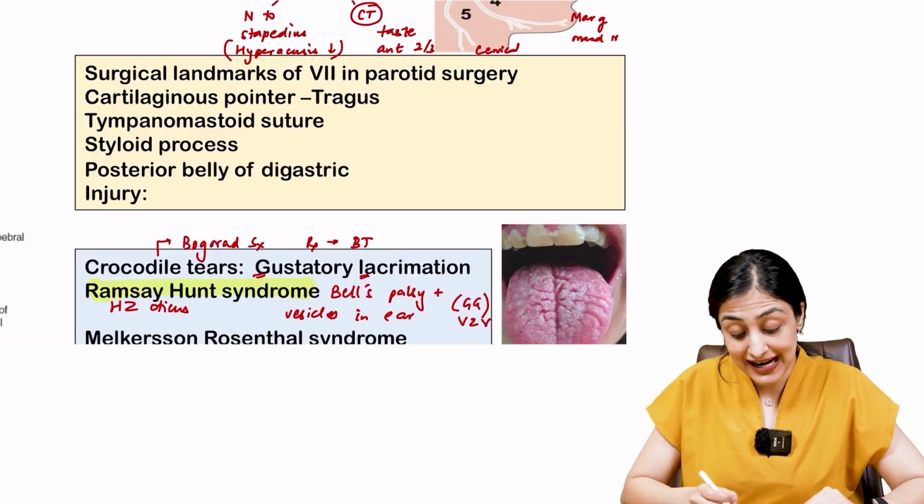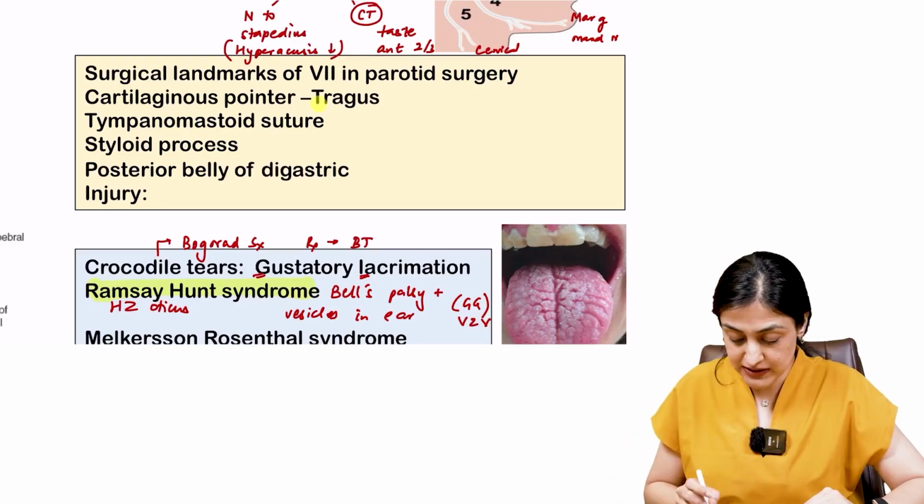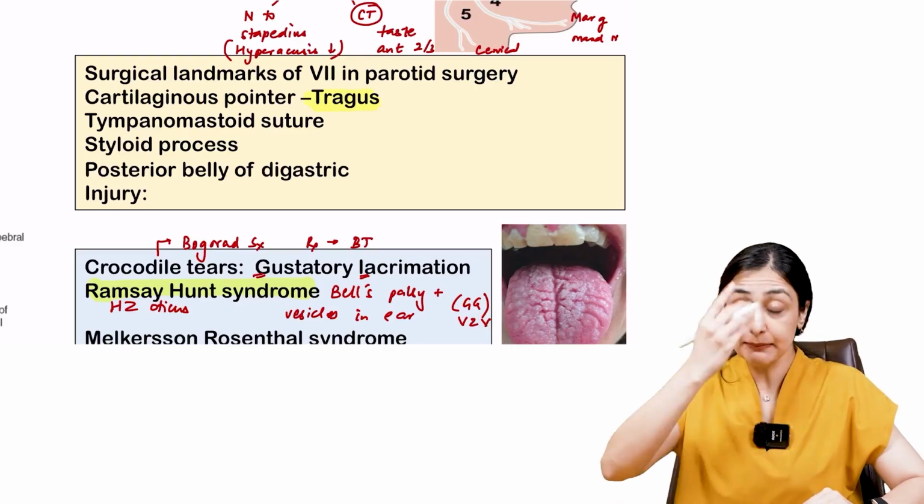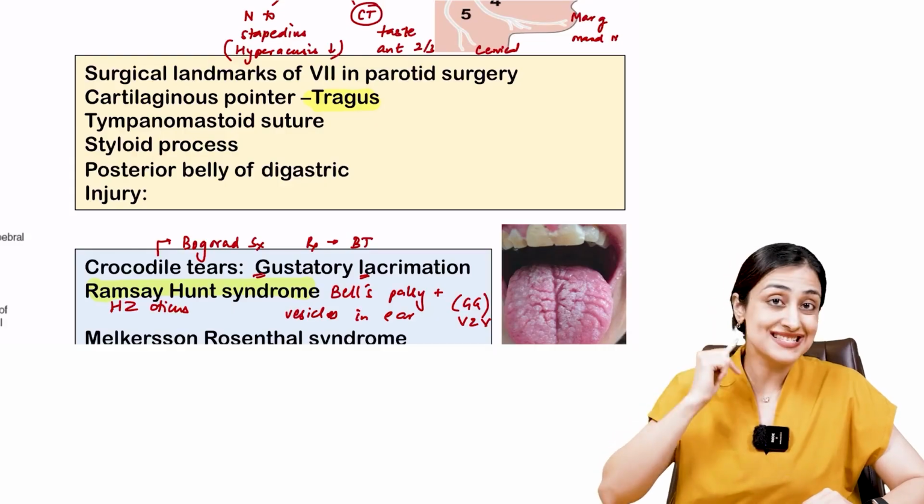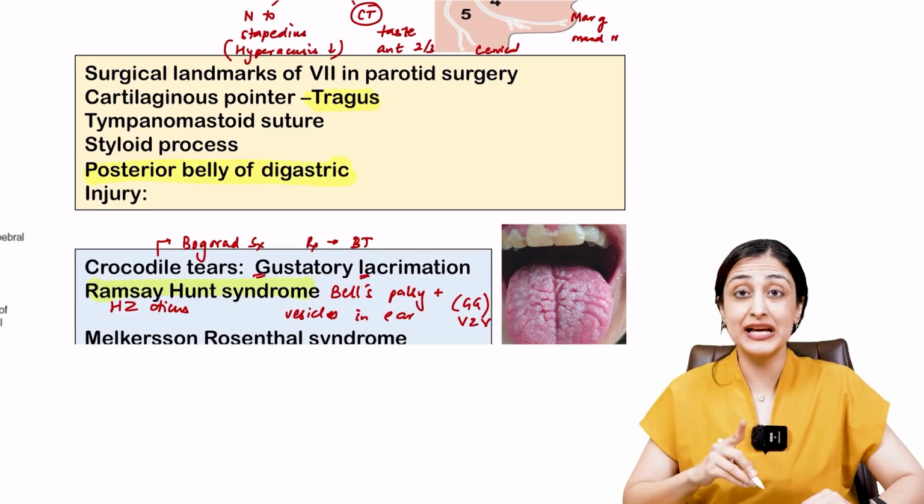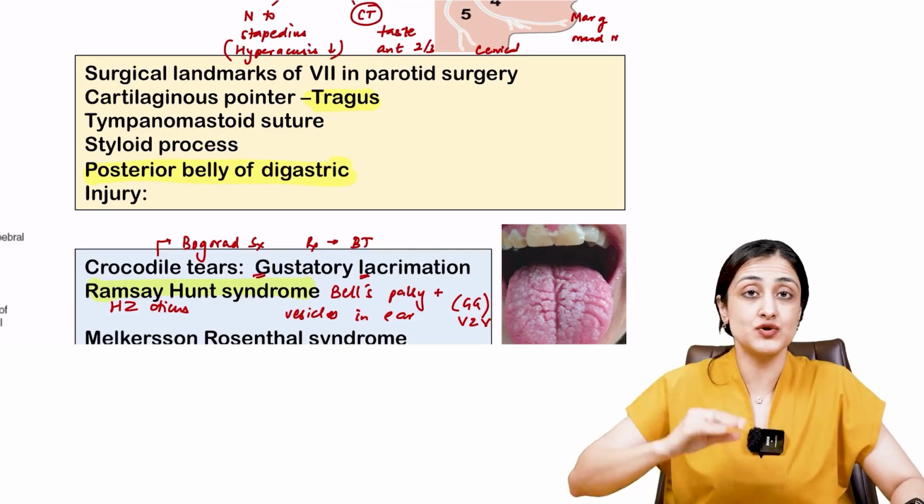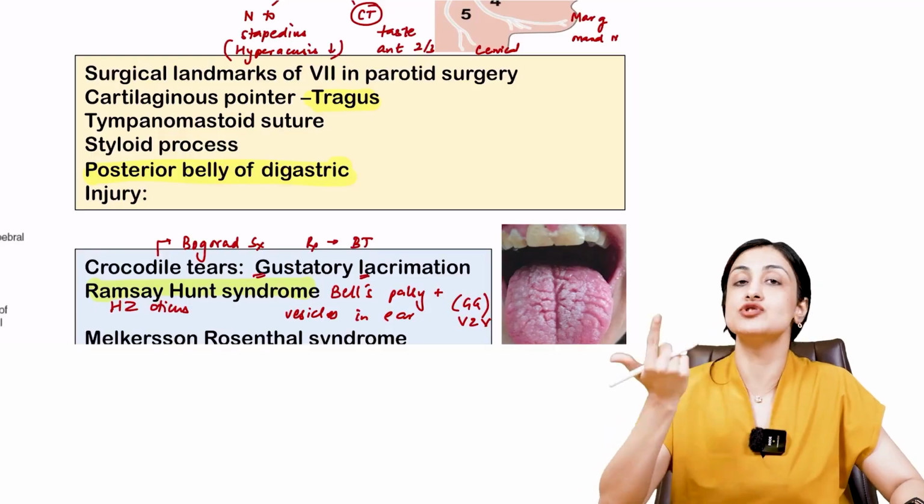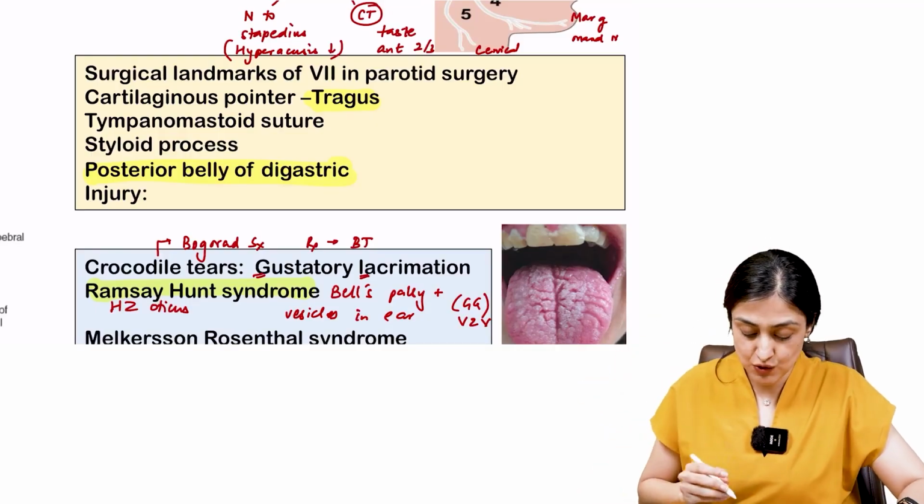So what are the landmarks? Very important. One is the tragus, right? Then you have the tympanomastoid suture, styloid process, and posterior belly of digastric. Don't mix it with anterior. You can do it by nerve supply also. Anterior belly is V3, posterior belly is 7th nerve, right? So we can solve it through this.